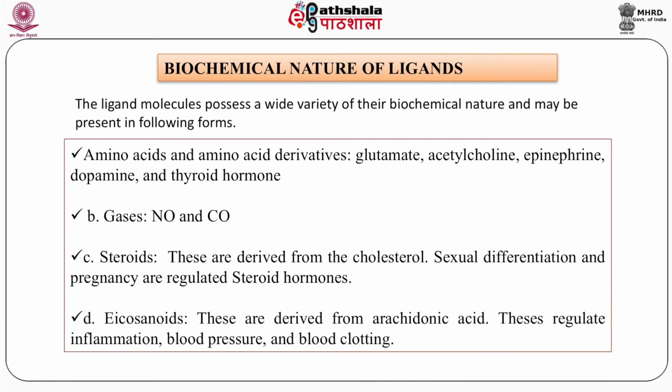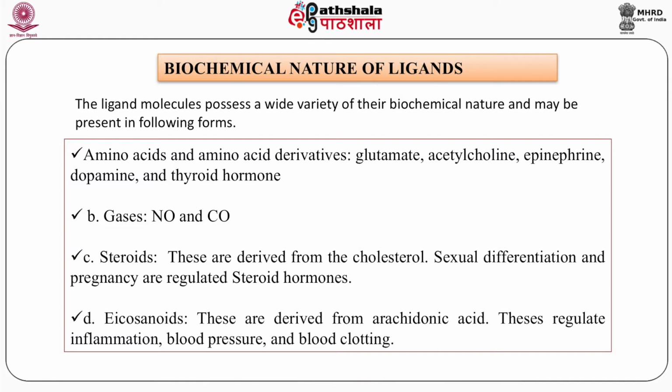Ligand molecules possess a wide variety of biochemical natures and may be present in different forms. Number 1, amino acids and their derivatives, like glutamate, and molecules derived from amino acid precursors like acetylcholine, epinephrine, dopamine and thyroid hormone. Number 2, the gaseous ligands like nitric oxide, hydrogen sulfide and carbon monoxide. They also act as ligand molecules.